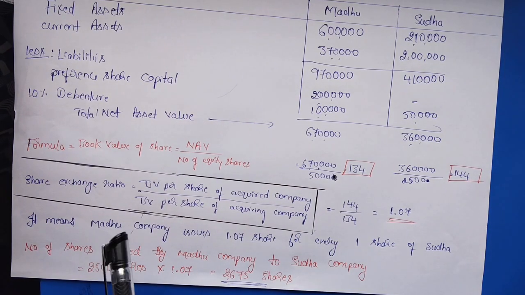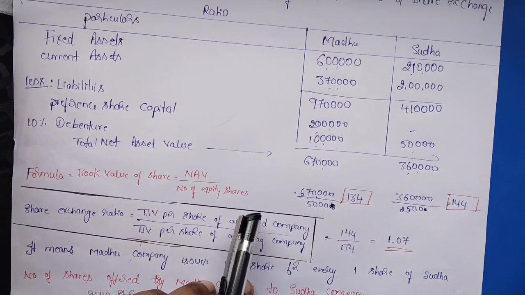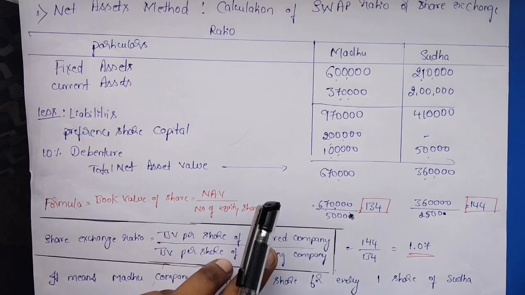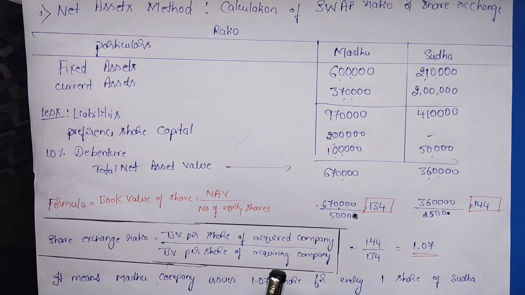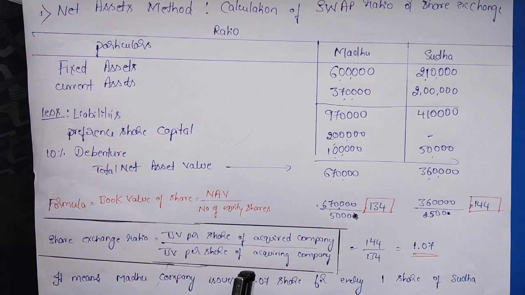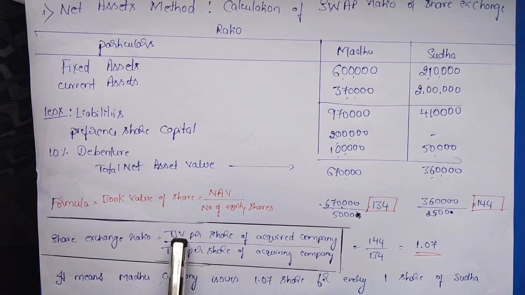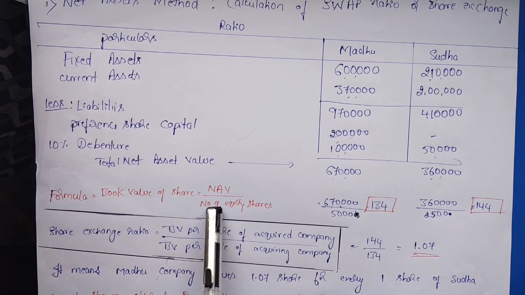Okay, first problem. In order to calculate the net assets value under the swap ratio or share exchange ratio, there is a formula: book value per share of acquired company divided by book value per share of acquiring company. What is the meaning of book value? Book value is how much the company is worth according to its books. Books means the balance sheet, profit and loss account, cash flow and fund flow. According to those books, how much the company is valued indicates the book value. To calculate the book value of an individual share, we have the formula: net assets value divided by number of equity shares.